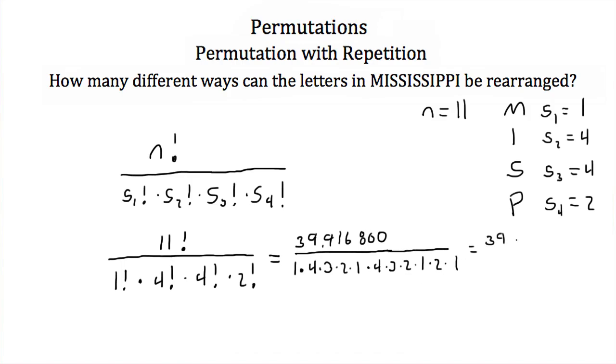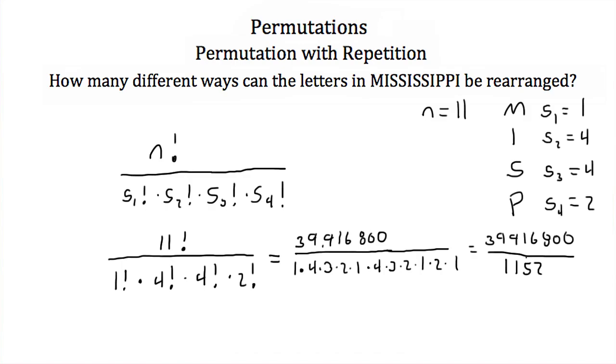So we have 39,916,800 divided by 1 times 4 is 4, times 3 would be 12, times 2 would be 24, times 1 is still 24. 24 times 4 is 96. 96 times 3, 288. 288 times 2 is 576. Times 1 is still 576. Times 2 again is 1,152. And then times 1 is still 1,152.